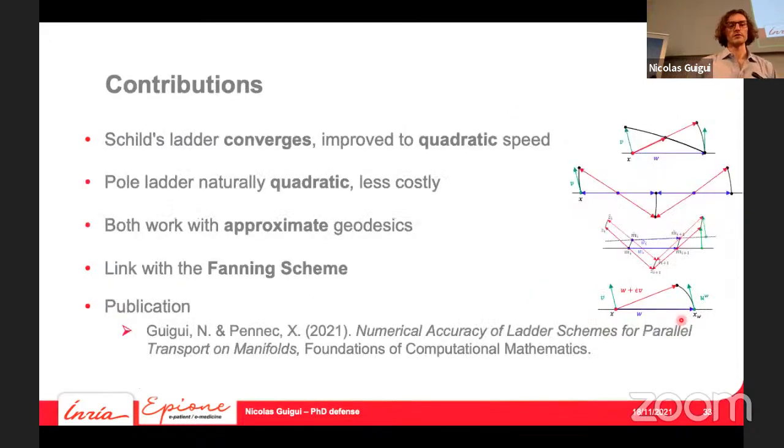So to summarize both contributions on ladder methods, I contributed to a better understanding of Schild's ladder, by showing that it converges and that it couldn't be improved to reach a quadratic speed. Then I showed that pole ladder was naturally quadratic and less costly, and that both schemes work with approximate geodesics. And then I made the link with existing literature, in particular with the fanning scheme. All these results were published in Foundations of Computational Mathematics.